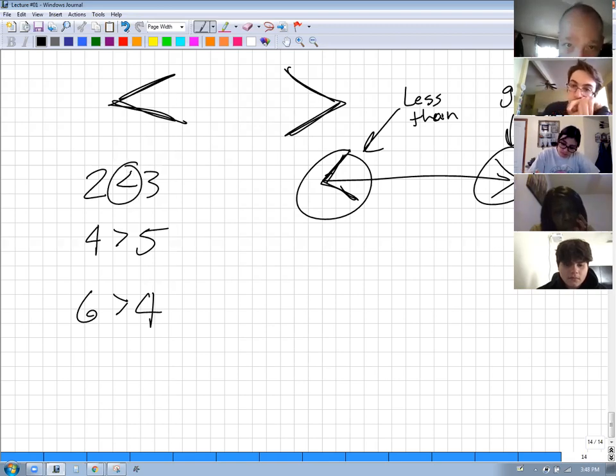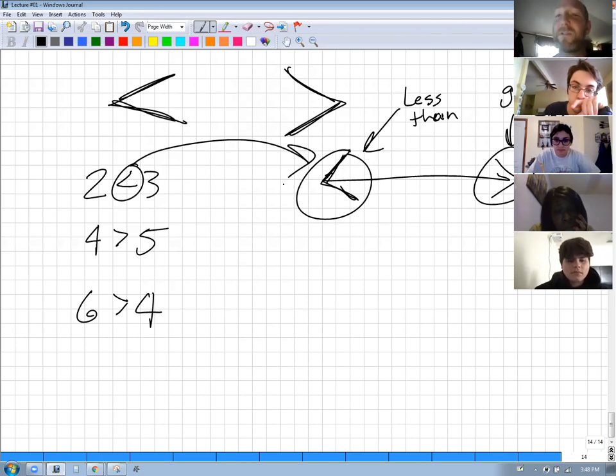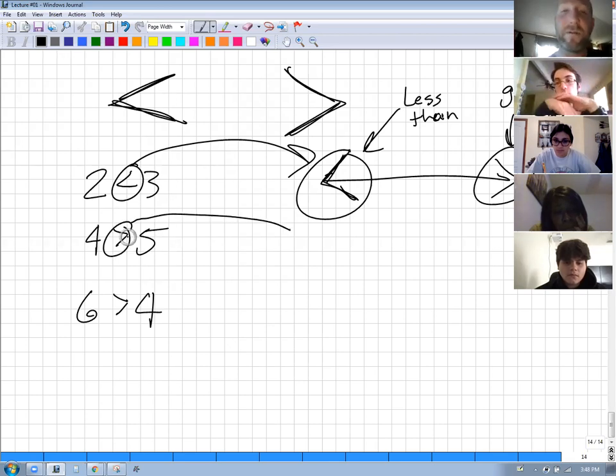2 is less than 3. You see that? It's the same thing right here. 2 is less than 3. It's to the left of 3 on the number line. 4 is greater than 5. That's totally wrong. 4 is not greater than 5. 4 is greater than 1. How's that?